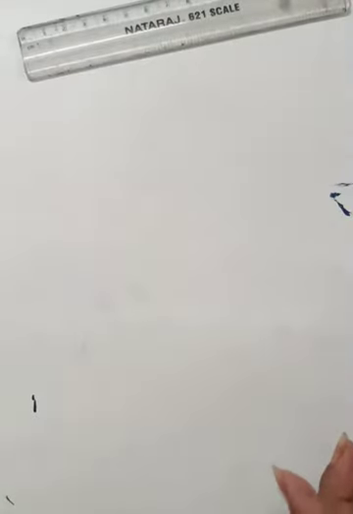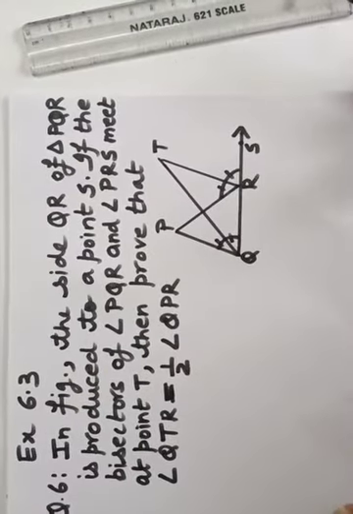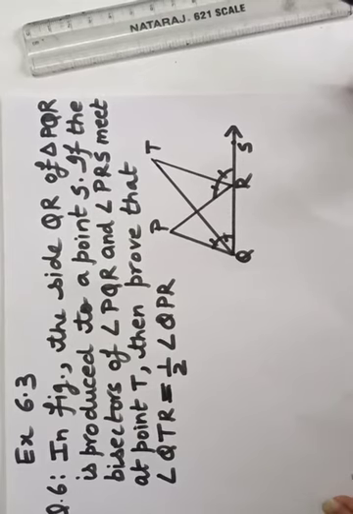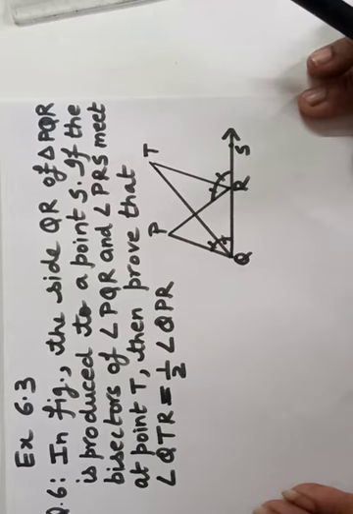Yes, clear. Now come to the third question of exercise 6.3, and this question is based on the exterior angle property. So I hope that you understand the exterior angle property. Always the exterior angle is equal to the sum of the opposite two angles. Yes, so let's proceed to the question.